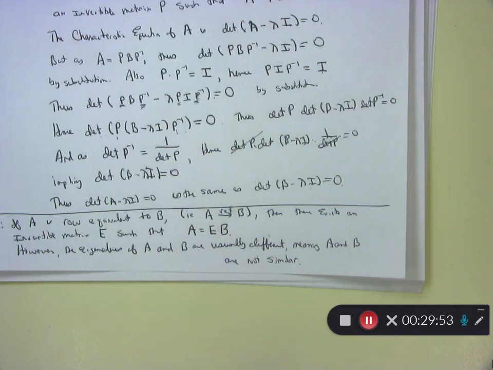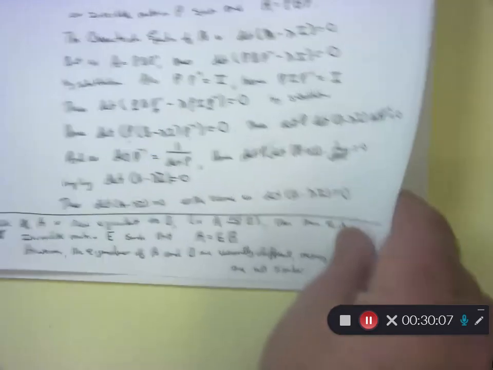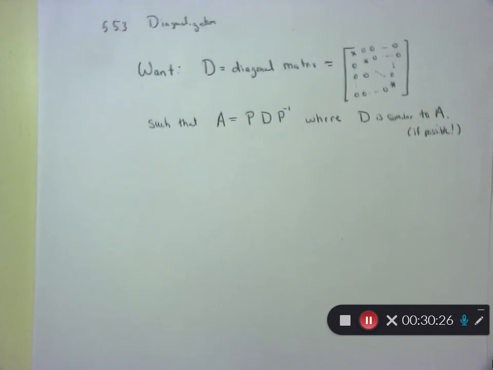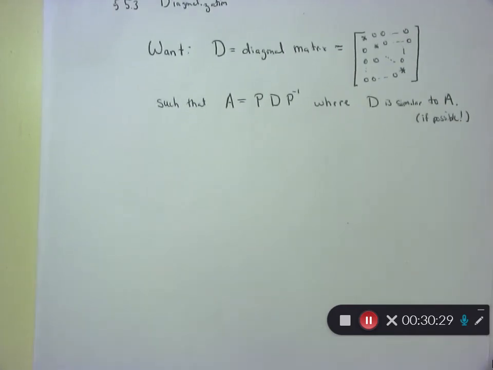Well, equivalence is not the same thing as similar. Similar is much, much more direct, okay? And note, A is equivalent to B is not the same thing as similarity, okay? It's not the same thing as similar. All right. Let me give you the gist of what's going on in section 5.3. Why do we care? What can we do with this stuff?